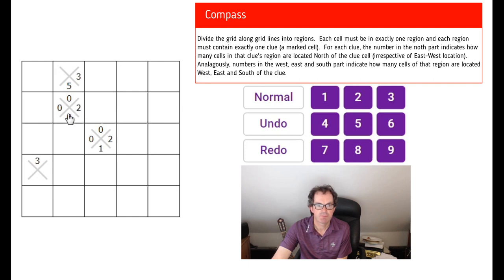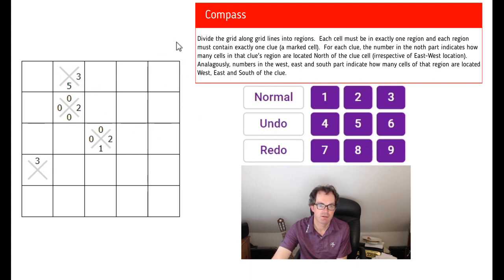So let's look at this square for starters. You can see it has a zero in the north quadrant, if you like, zero in the west quadrant, zero in the south quadrant, and two in the east quadrant. Now, what this means is that this square's region must extend two to the east, zero up, zero west, and zero south. Okay, so this region is quite straightforward. Let's look at this region. Now, this region doesn't tell us anything about how many squares north. Doesn't tell us anything about how many squares west, but it says that the region for this square will need to have 5 cells to the south and 3 to the east.